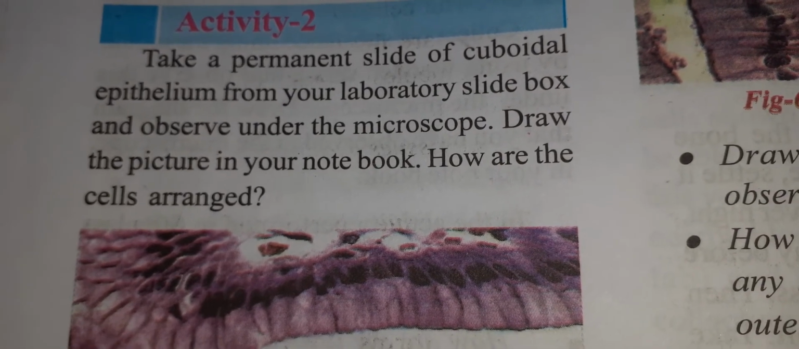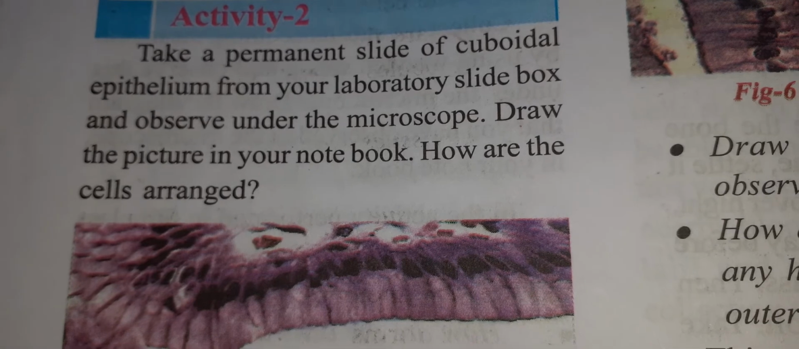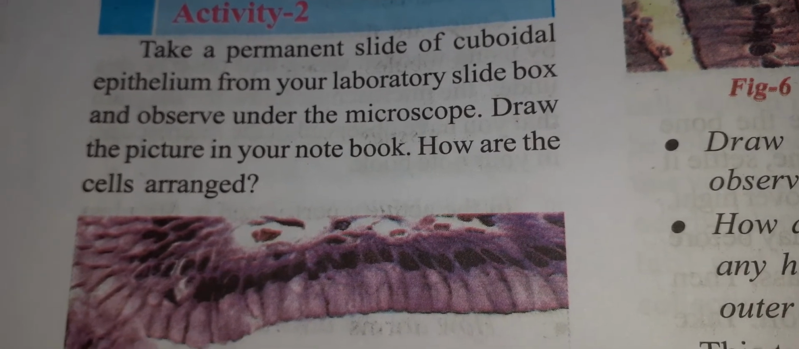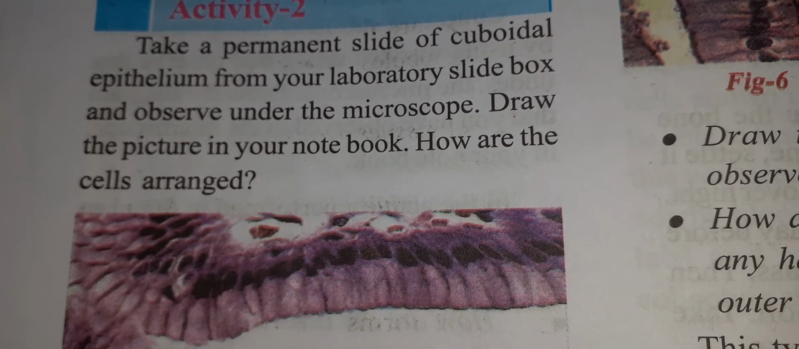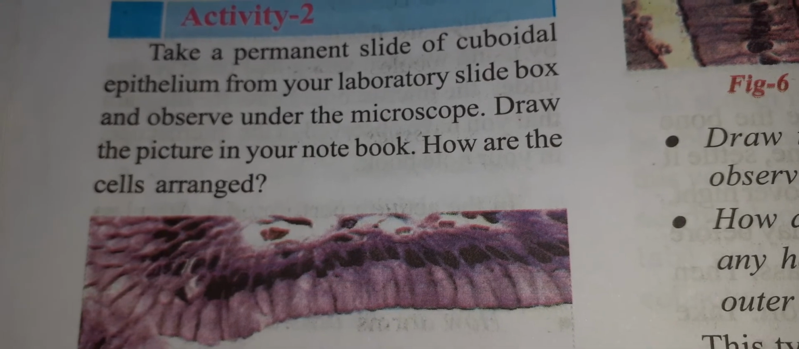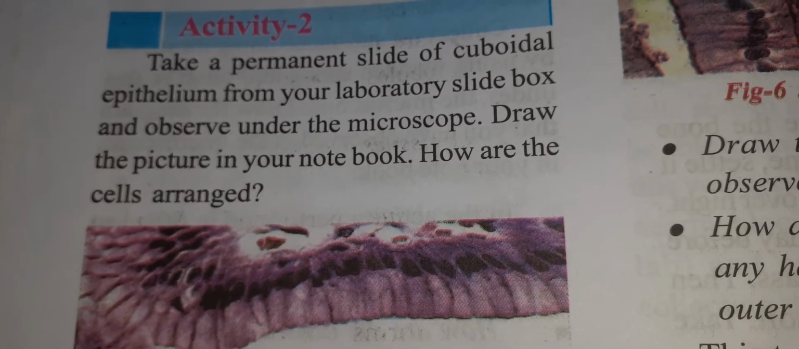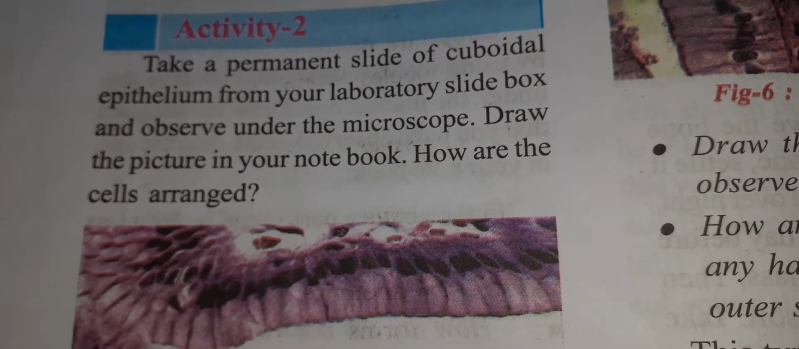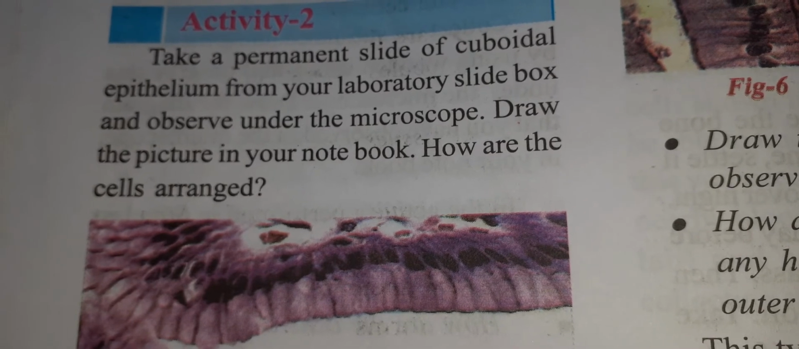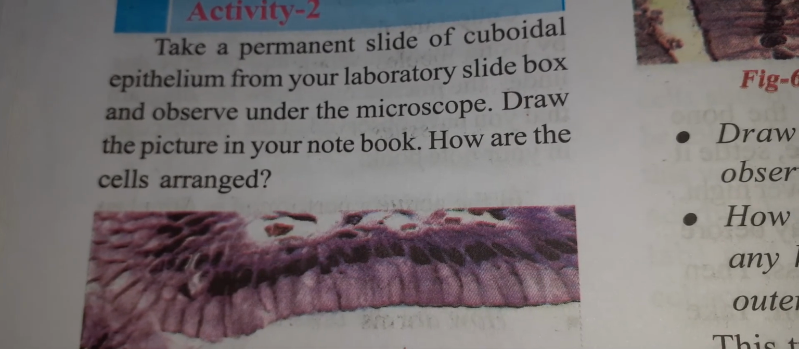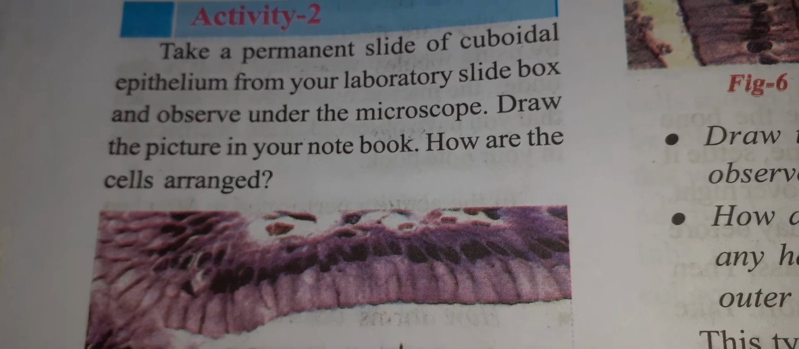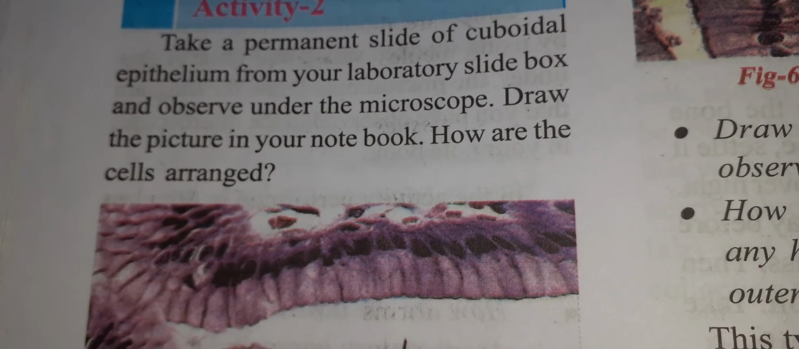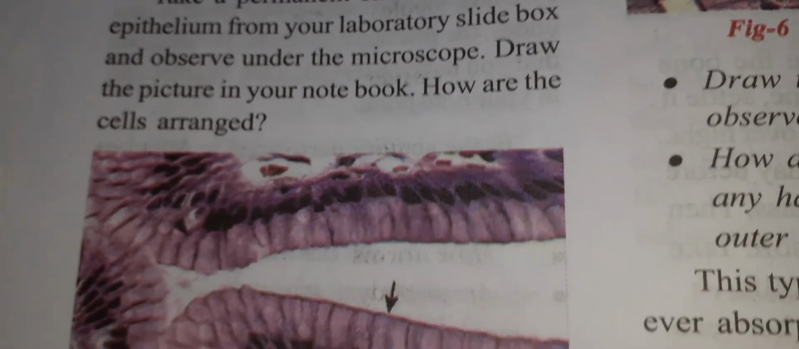In that activity, take a permanent slice of cuboidal epithelium from your laboratory slide box and observe under the microscope. So what we have to do, students? We have to take a cuboidal epithelium tissue from our laboratory. Okay, it is a permanent. We have to directly take it from our laboratory, and we have to observe under the microscope. Then we will observe this type of picture.